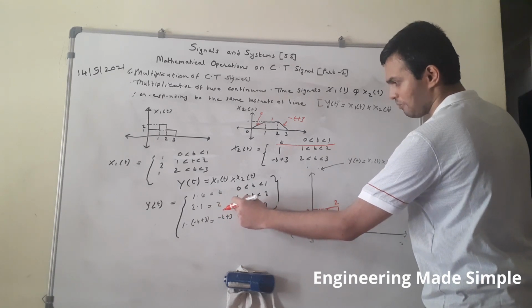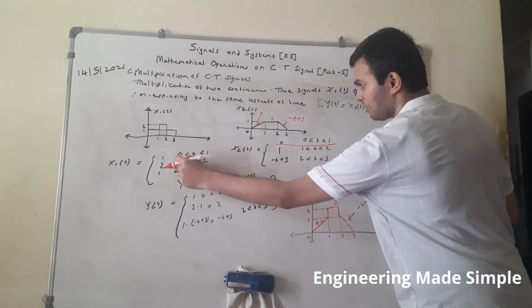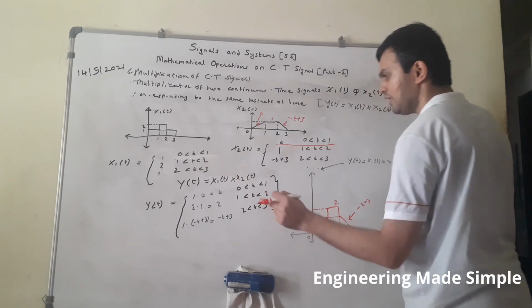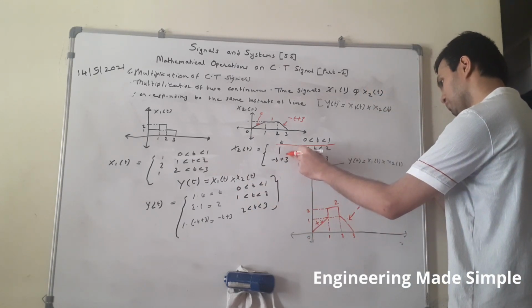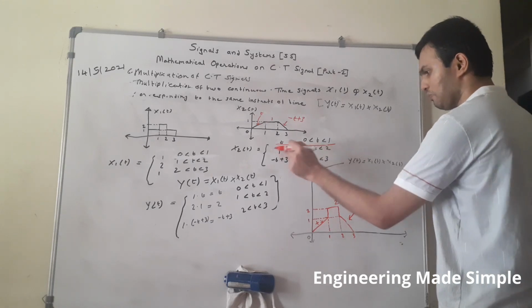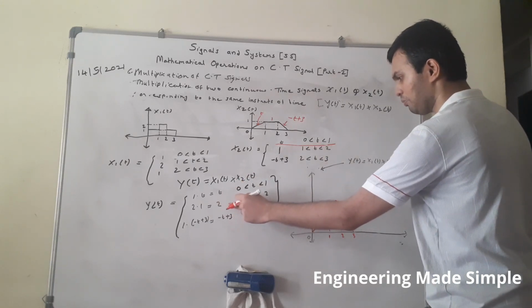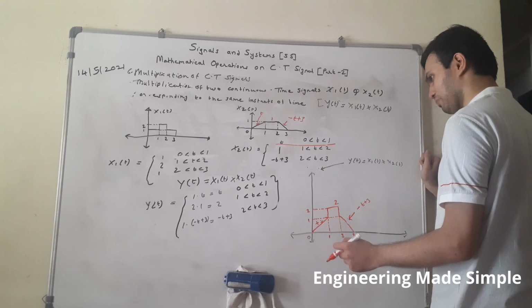Similarly, for the next time interval, what is the value of x1t between 1 to 2? It is 2. And what is the value of the amplitude of the signal x2t between time interval 1 to 2? It is 1. So 2 into 1 will be 2. So that will be our multiplied signal.